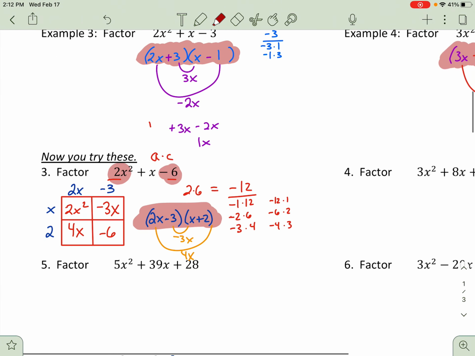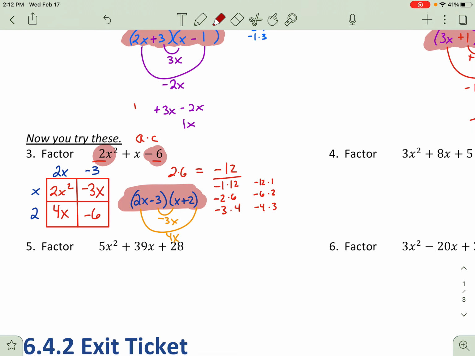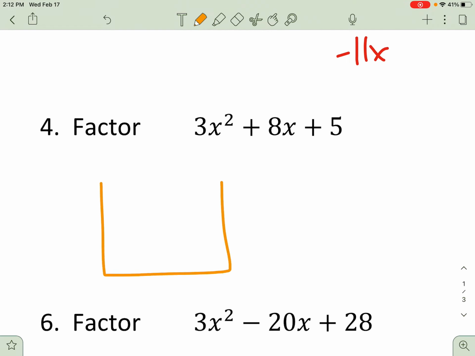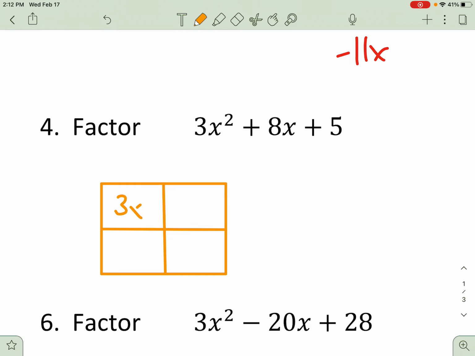Okay. Let's try the box method on number 4 now. Again, pause it, rewind it if you need to. So box method here. So you have 3x squared, positive 5. Okay, 3 times 5 gives me 15.